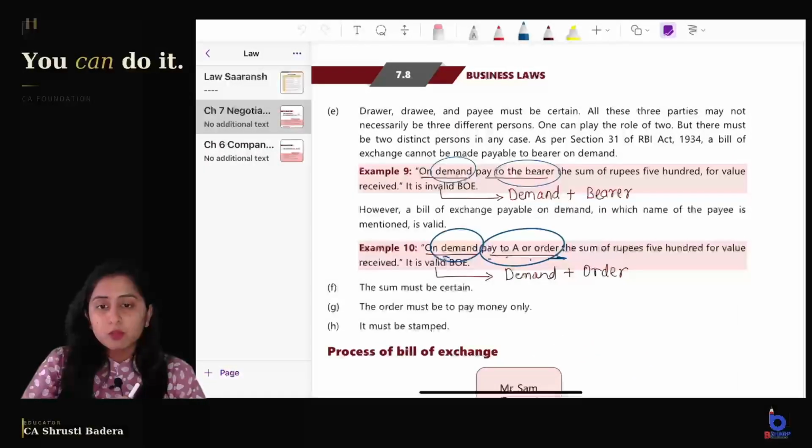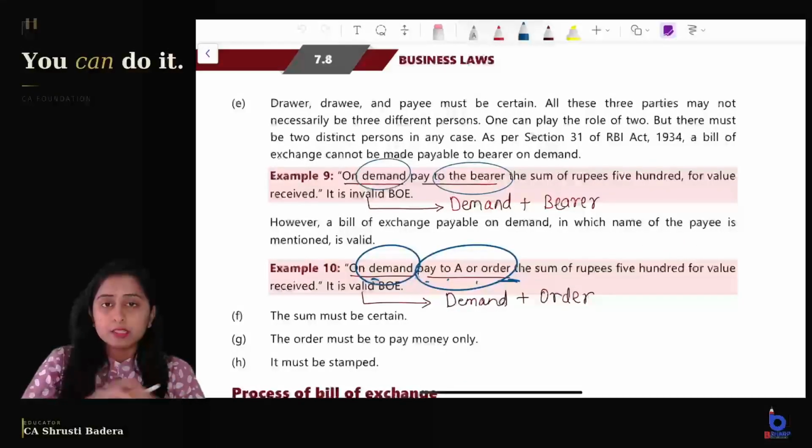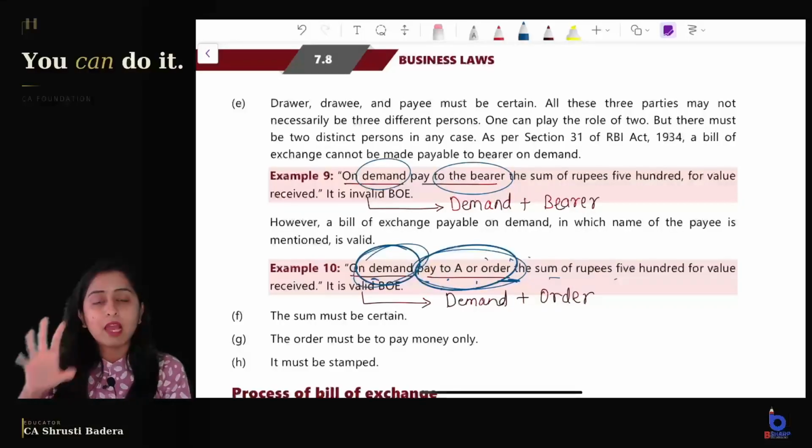On demand, pay to the bearer the sum of rupees 500 for value received. Now you can see on demand, pay to the bearer. It is not a promissory note, it is an order. On demand, a demand instrument to the bearer, bearer plus demand, it is an invalid bill of exchange. On demand, pay to A or order. On demand, a demand instrument, pay to A or order, an order instrument, sum of rupees so and so.